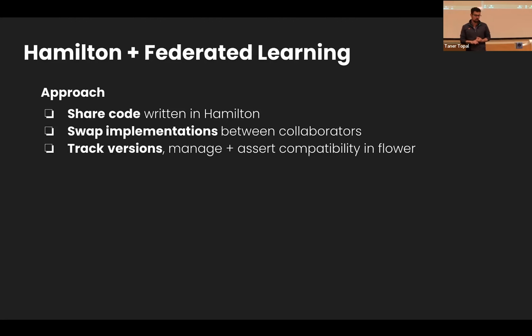You can swap out implementations between collaborators. So if their data is in a different shape, you choose which one to use per collaborator, and each one implements their own pieces, but then has some common piece. And then you can track versions, manage, and assert compatibility on the Flower side, on the training side. So if one organization is using the wrong version of your feature transforms, you can break when it's combined, before you train a whole model and waste all the carbon output of 300 EU households.